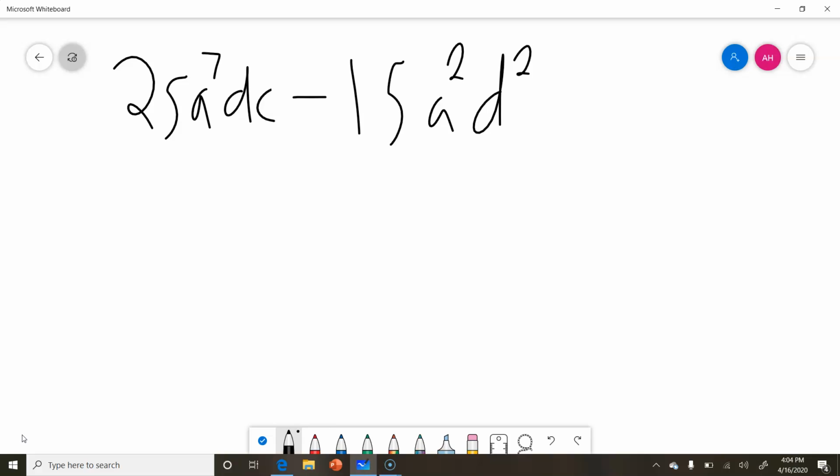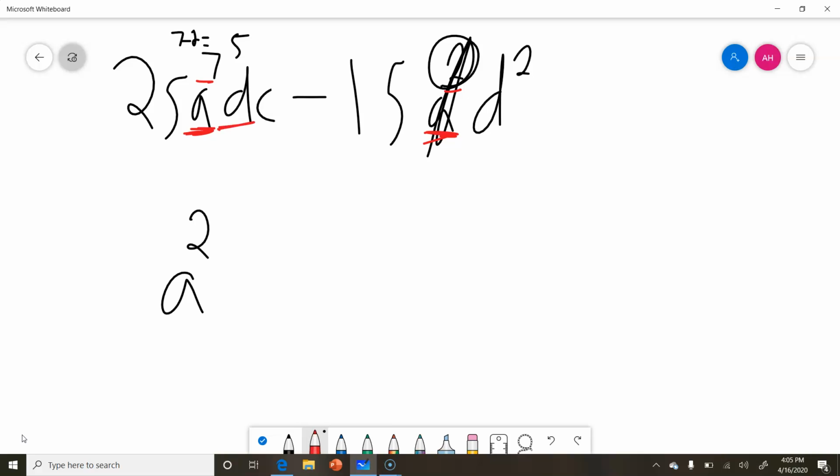Now I have to look at what is in common with the variables. There's an a and there's an a, so I know I can take at least one a out. But look, there's 2 here and 7 here, so the most I could take out is 2. So I'm going to come over here and put a squared. I know I can take 2 away, and that's going to get rid of this one, and it's going to make this one 7 minus 2, which is 5. So I know I'm going to have a to the 5th left.